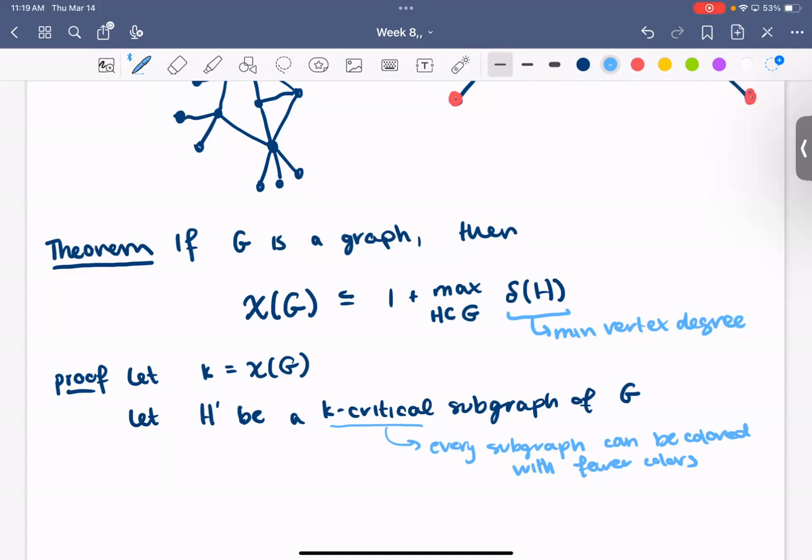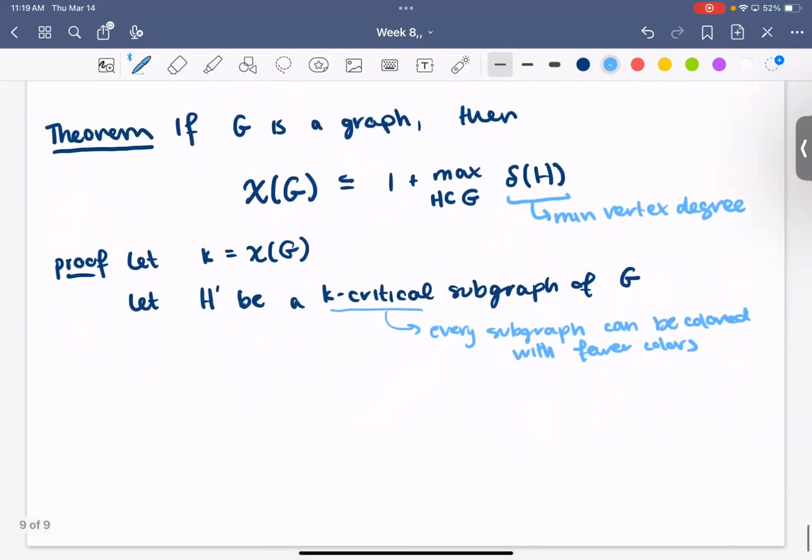Okay, so then I'm gonna make a claim, which is that if H is K critical, then delta of H is greater than or equal to K minus 1. So if H is K critical, the minimum vertex degree has to be greater than or equal to K minus 1.